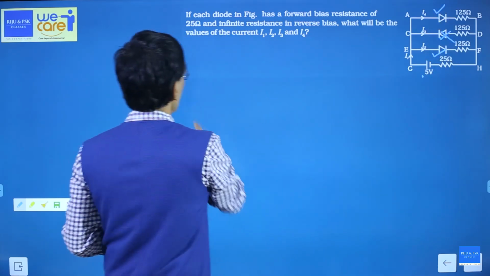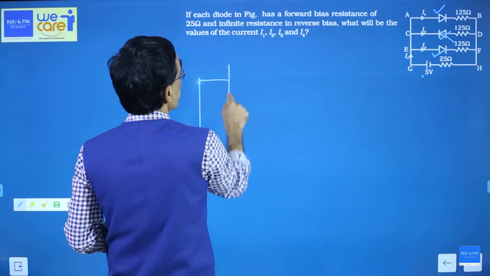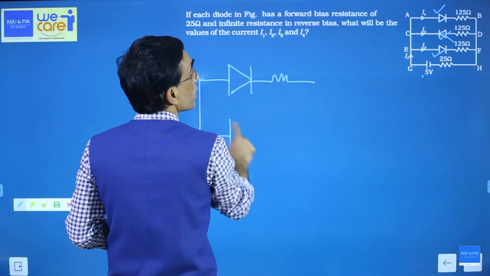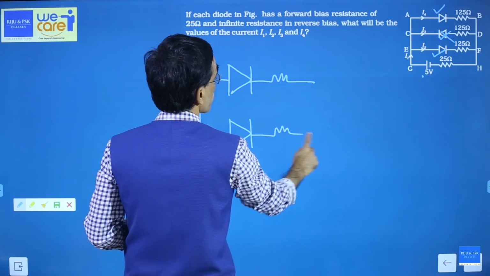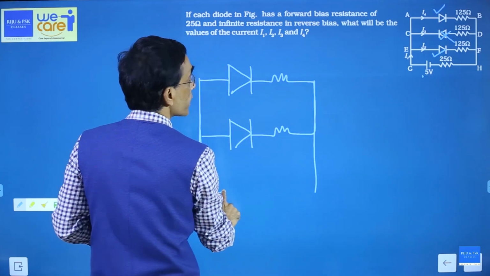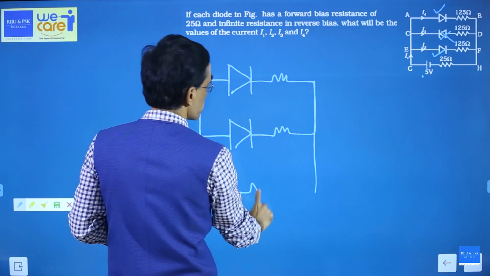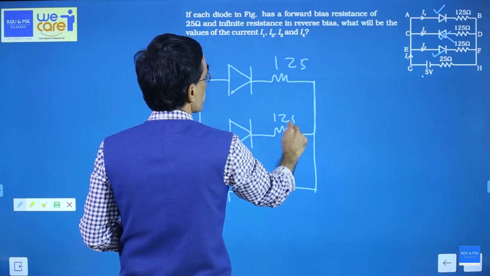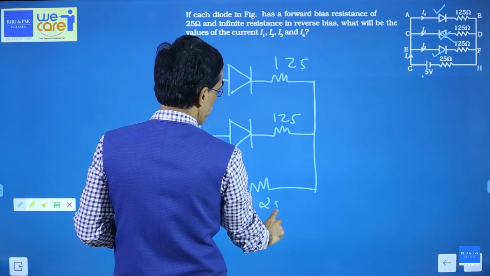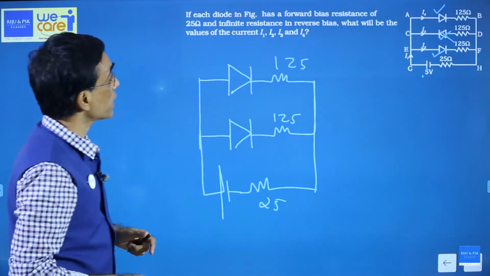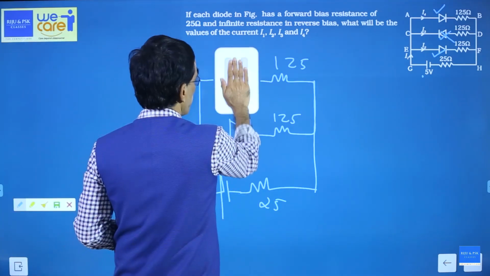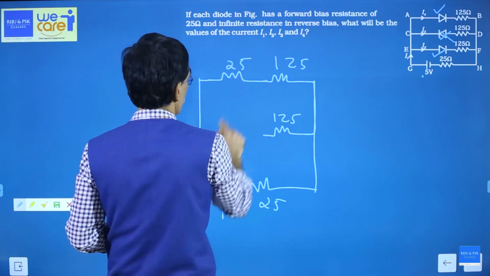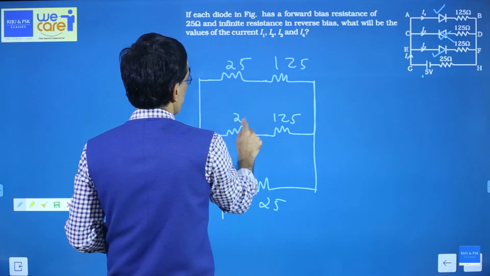So in your circuit you have only the first one with 125, then the last one here with 125, and there is a battery of 5 volt, there is 25 ohm. So this is 125, 125, this is 25. But each diode has a resistor. So you can say this is forward bias, so replace it by its resistance. This is 25, this is again 25.